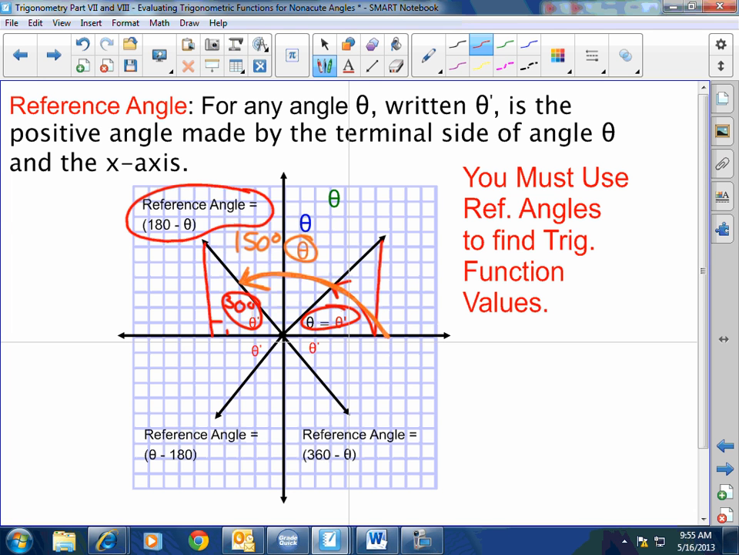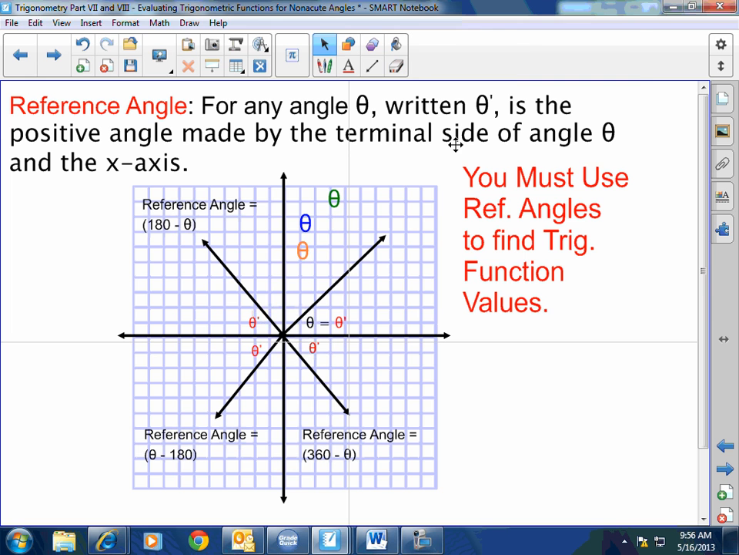Because have you guys learned what the sine of 150 is? No, but we do know what the sine of 30 is, don't we? Yeah, the sine of 30 is going to be 1/2. And this is positive up here in the second quadrant, so the sine of 150 is going to equal opposite over hypotenuse, 1/2. Why? Because I'm using my reference angle of 30. Are you getting with me here, guys? Okay. I'm going to erase this now.